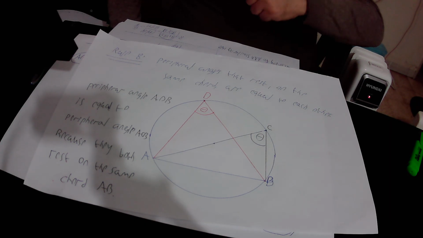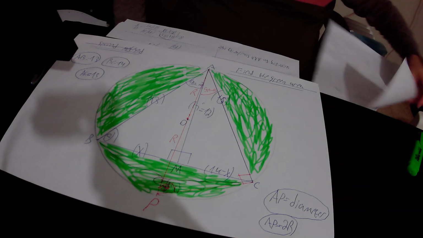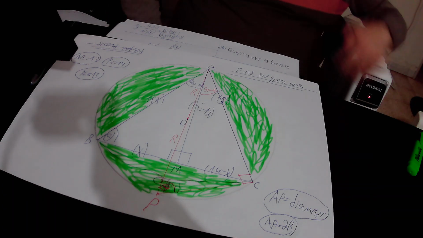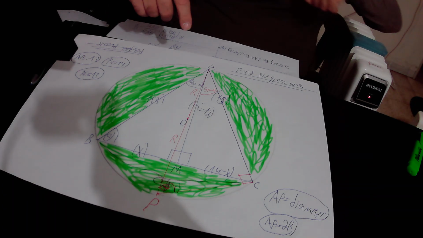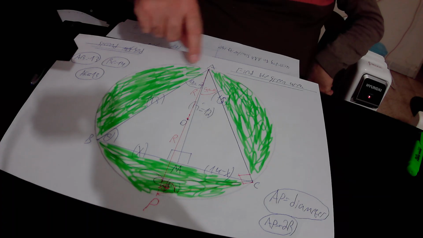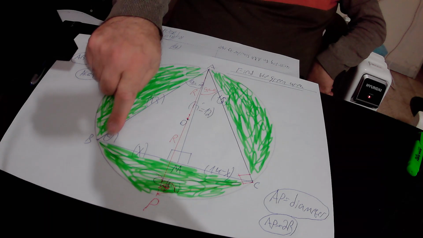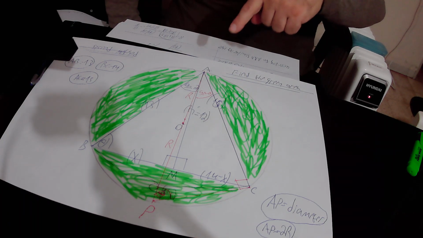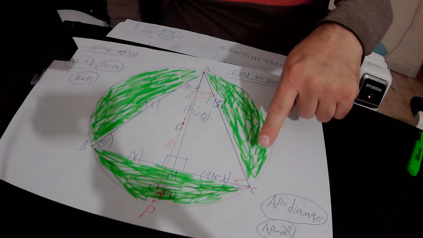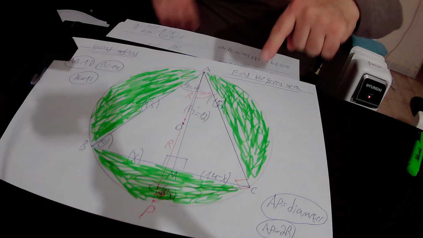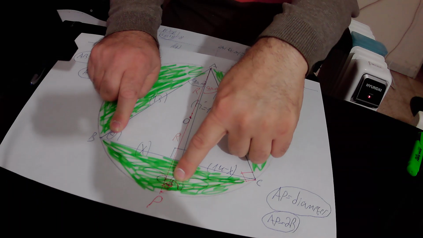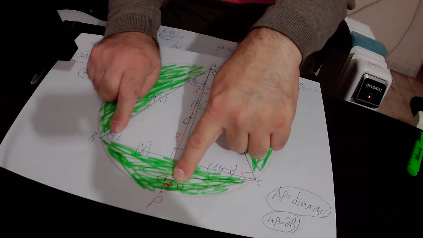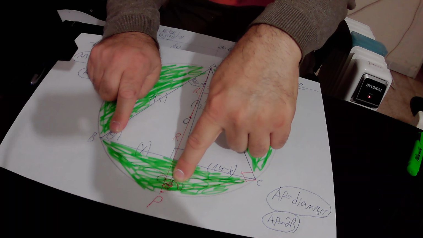We can actually implement rule number 8 in our drawing. Why? Because in our drawing we have peripheral angle ABC. This is peripheral angle ABC that rests on chord AC. But we have another peripheral angle APC that rests on the same chord AC. So those two peripheral angles both rest on the same chord AC. Therefore, they must be equal to each other.